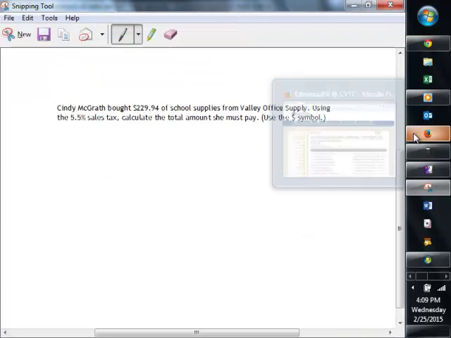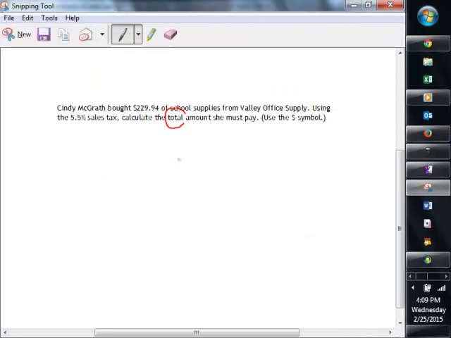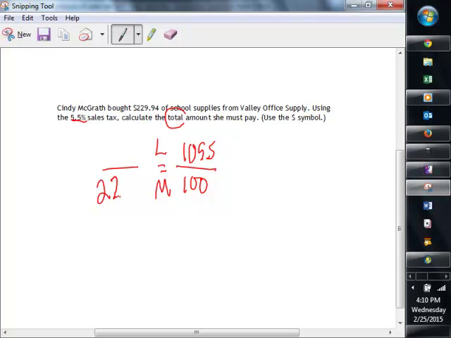Okay, this time we are looking for the total. So we've got merchandise, L for total, 100. Tax rate is 5.5, so 105.5. And we've got $229.94. You would need to use this kind of problem if you were figuring out how much money you spent in Minnesota on clothes that you have to report on your income taxes.